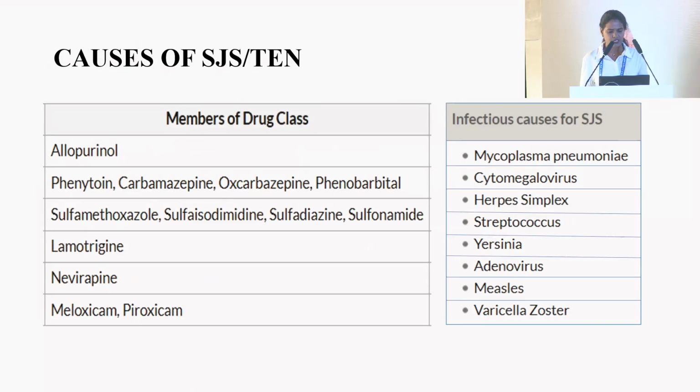So causes of Stevens-Johnson mostly is because of drug induced. So we have allopurinol, antiepileptic drugs, sulfa group of drugs, nevirapine and NSAIDs, meloxicam, piroxicam. So infectious causes, we have Mycoplasma pneumoniae, cytomegalovirus, herpes simplex, streptococcus, Yersinia, adenovirus, measles, and varicella zoster.